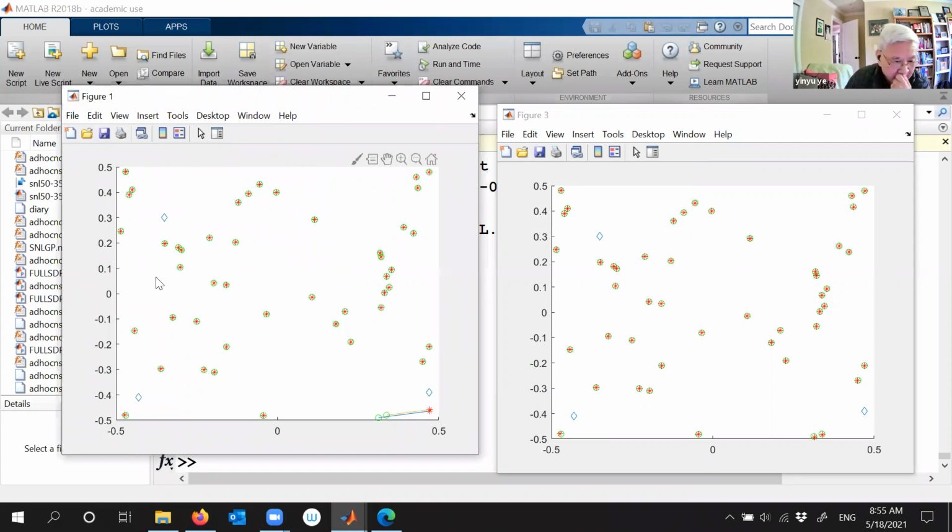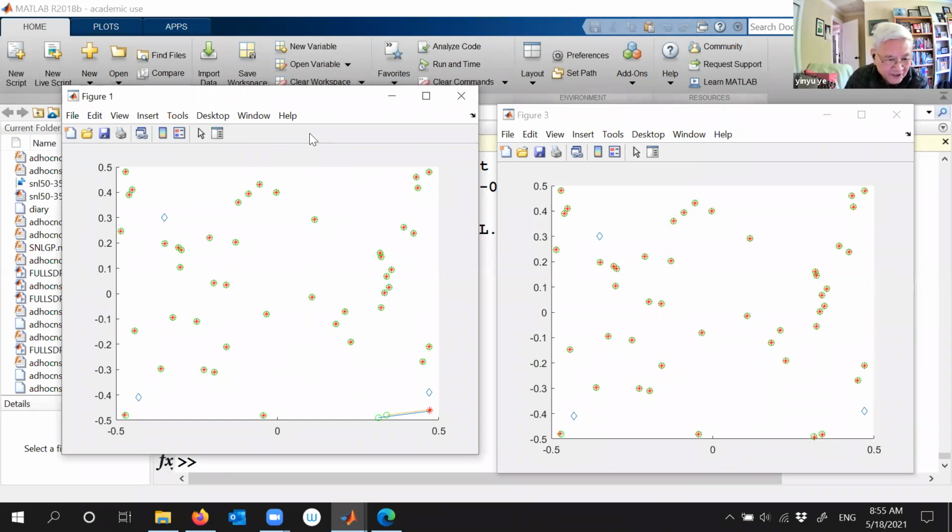So this is the solution. Let me explain. What's the green? Green is the true solutions. Of course, the algorithm does not know. The red star is the point generated by the algorithm.